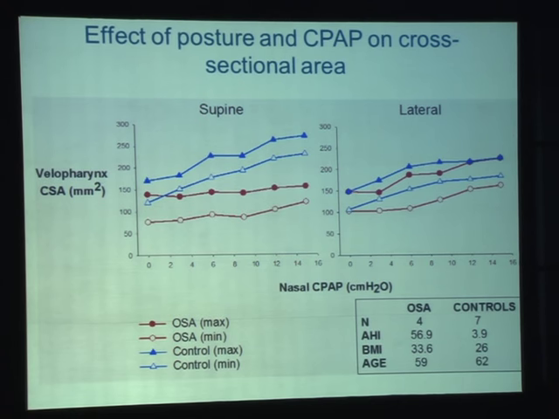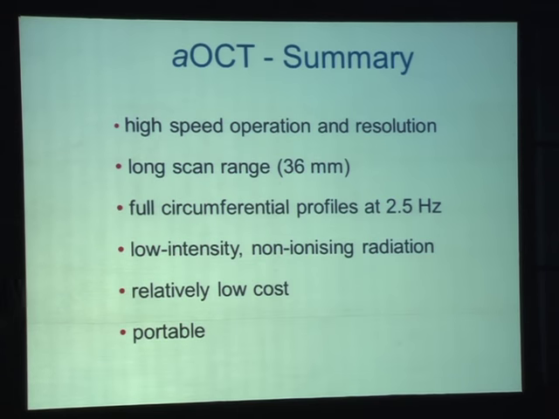And of course, I showed you earlier today what happens to the airway when we change from a supine position to a lateral position. That is, the airway becomes more circular in the lateral position than it does supine, perhaps giving it some rigidity and prevention for collapse.